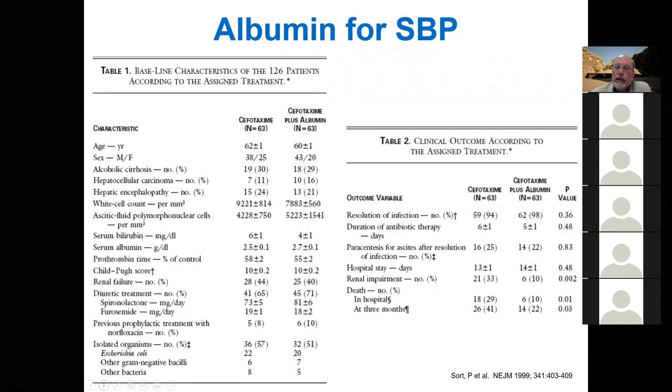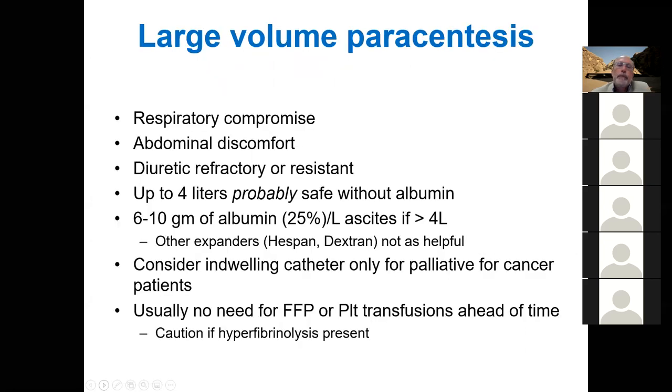Albumin for SBP, I'm not going to go into all this data because I know we're on a time scale here, but there's plenty of data that albumin infusion is useful. And what I basically do is give them 10 to 12 milligrams per kilo twice a day for the first day, then a second and third day, and try to keep their total albumin around 3.2 to 3.4.